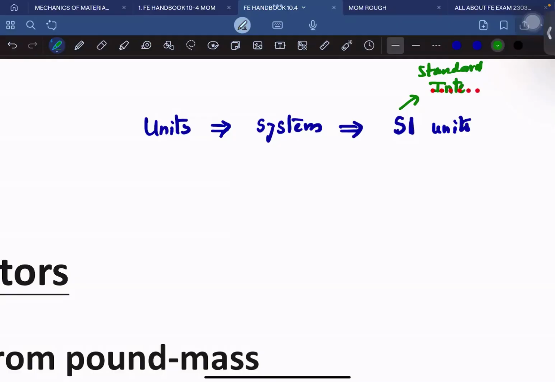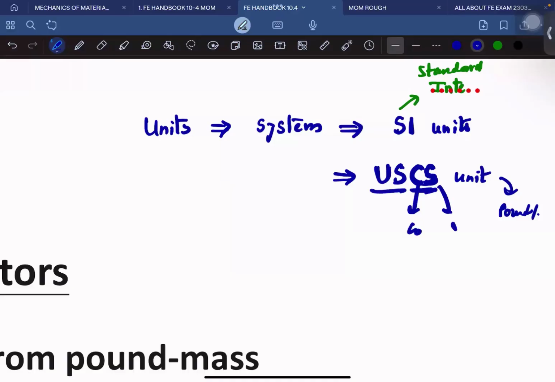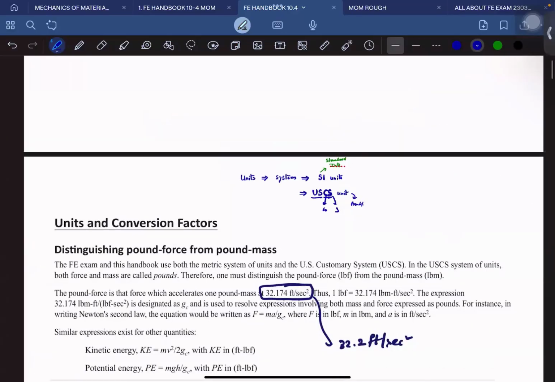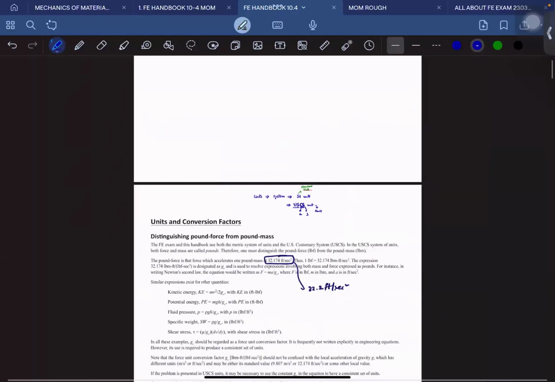And apart from that, even in the handbook, it is mentioned that the questions can be from other units. What are those units? Pounds per feet. Yes, your examples are right. Pounds per feet, and so on. We call this the United States customary system. Something you can see somewhere here. So basically, it is a US system.